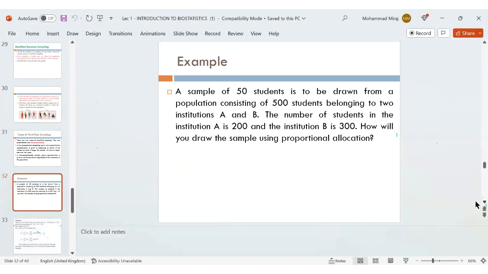Now, for example, take this example. Suppose there are 500 students, and we have got two sections, section A and section B. Section A has got 200 students, and section B has got 300 students. And we want to take up these 500 students and we have to take 50 students from the 500 students. So how will we do?